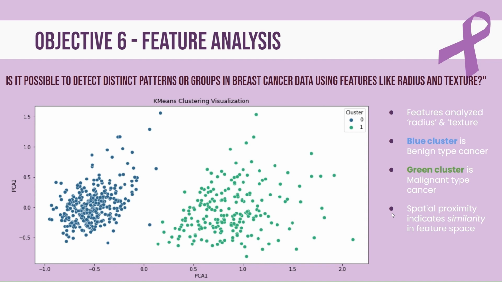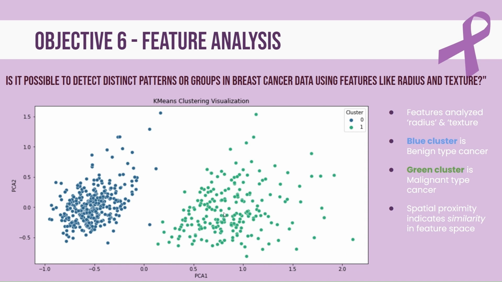Here we see the scatterplot visualization that vividly shows how the k-means algorithm effectively grouped our data into distinct clusters. We can see 2 clear groups, one colored blue for benign type cancer, another green for malignant type cancer. As we observe the plots, we can easily distinguish between benign and malignant tumors based on the spatial arrangement in the plot. Within each cluster, only radius and texture features were used for analysis.